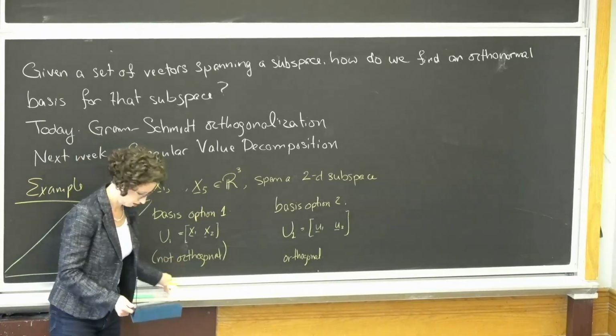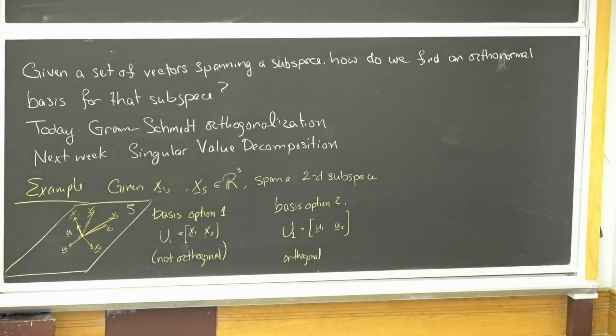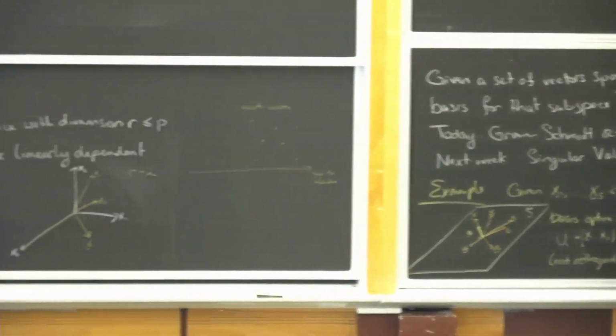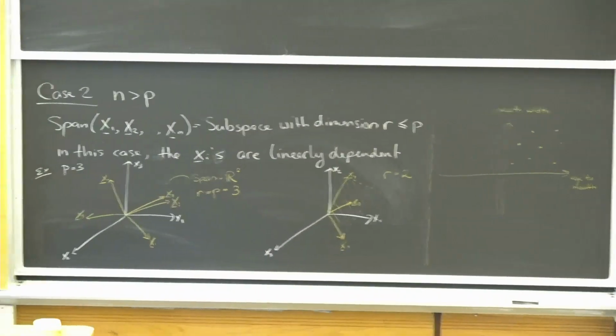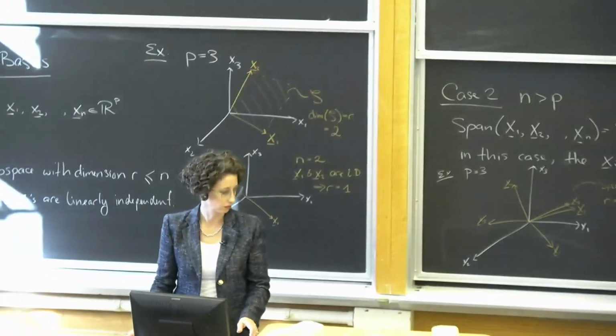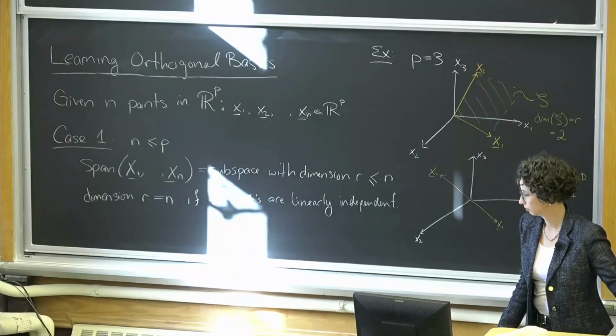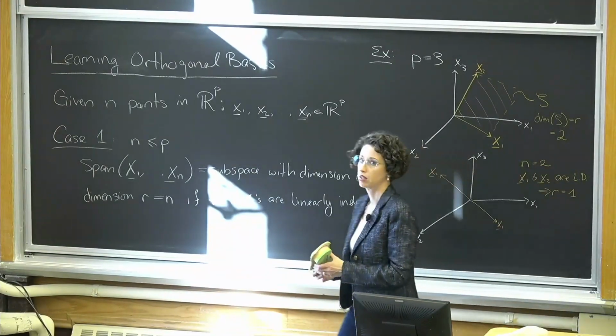Yes? I'm just trying to think about this more theoretically: once you choose one vector that's in that set, you could choose any other vector that's kind of on that same plane, and it would still be a basis for the subspace.